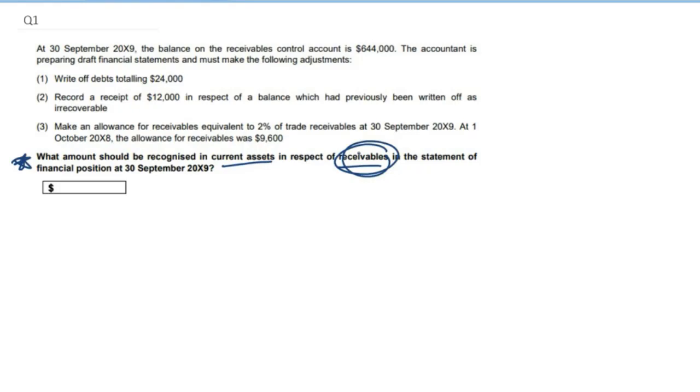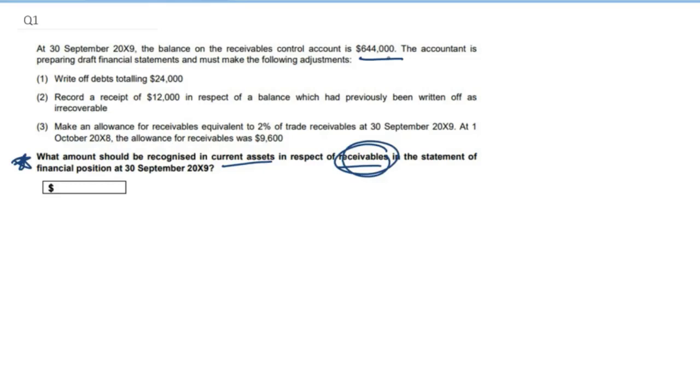So I'm going to need to work out what that receivables balance should say in the statement of financial position. Now I know what I'm looking for. Let's go back and let's have a look at how I'm going to get there. Okay, so at the year end in the accounts, the balance on the receivables control account is 644,000. So that's my starting point. So subsequent to that 644,000, I've got some other adjustments to consider. Number 1, I need to write off debts totaling 24 grand.